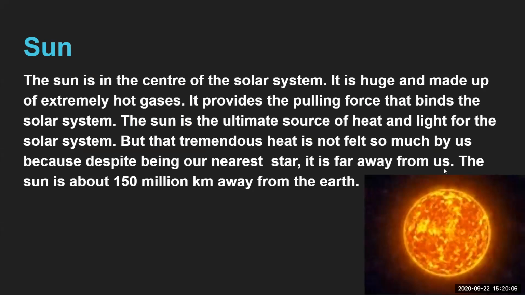Now came the sun. The sun is also a star, meaning it is a celestial body. It lies at the center of our solar system, and it is a huge ball made of hot gases, and it provides pulling force, meaning it works like a magnet. Everything which comes around it, it takes inside it. And the sun also gives heat, and it is very far from the earth. It's about 150 million kilometers from the earth.